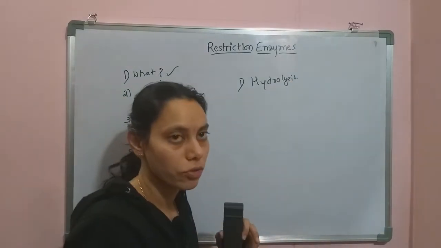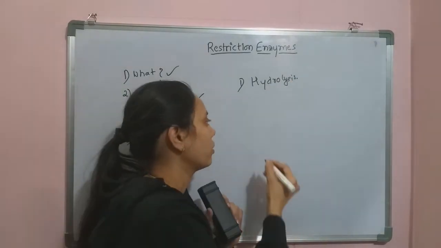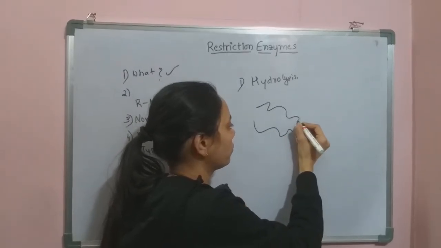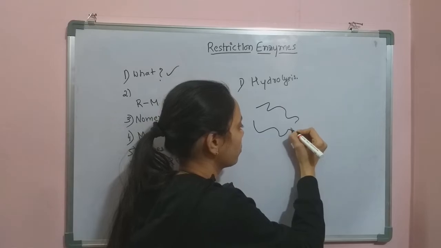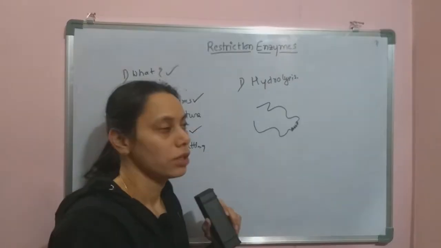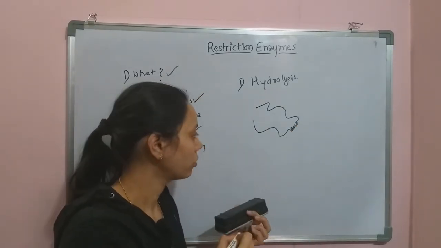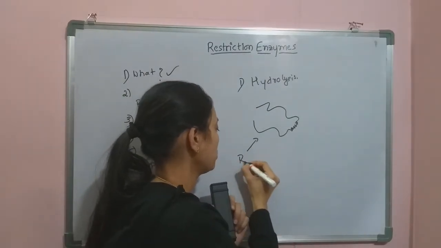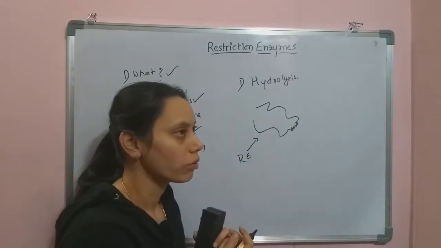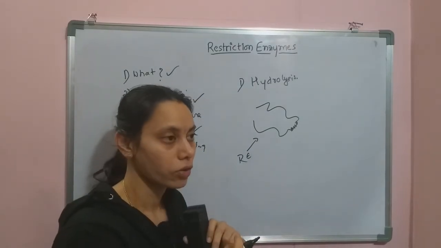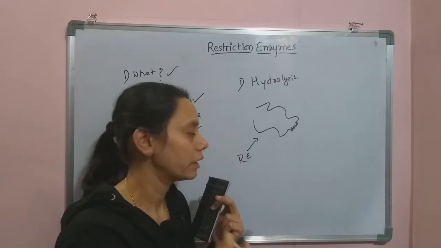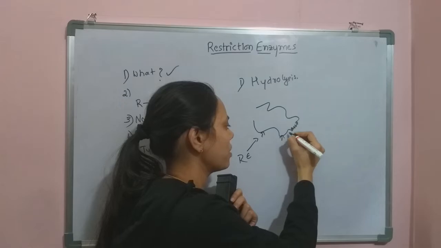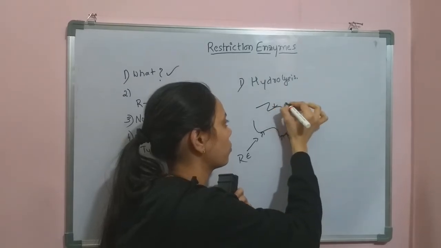So the process is hydrolysis, nothing but hydrolysis. Okay, let us consider this DNA to be digested with restriction enzymes, and we treated it with restriction enzyme. These restriction enzymes randomly attack the DNA. They go and bind with the DNA at random sites wherever they could be.